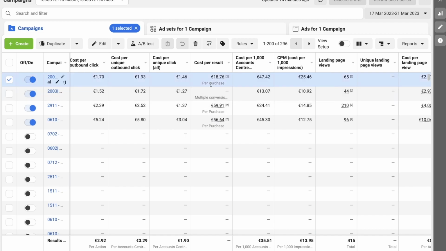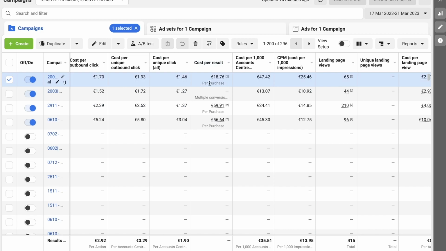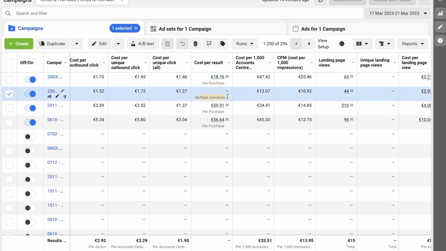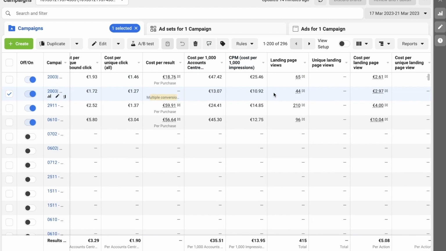But if you're, for example, generating leads and your ad set is optimizing towards leads, then cost per result will always show you cost per lead. And this is basically dynamic. As you can see here, it doesn't show anything because there are multiple conversions set in the ad sets of this specific campaign.